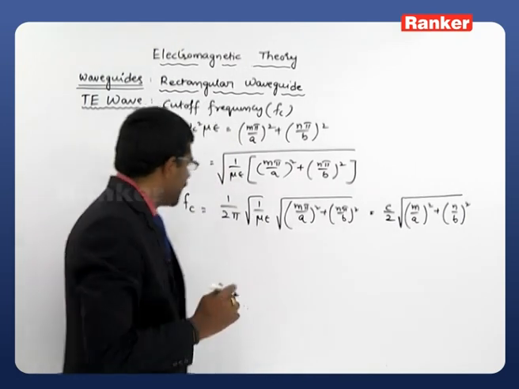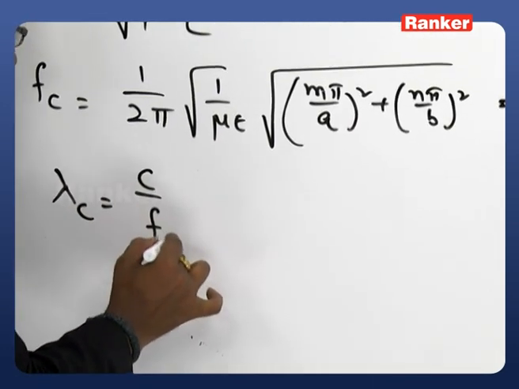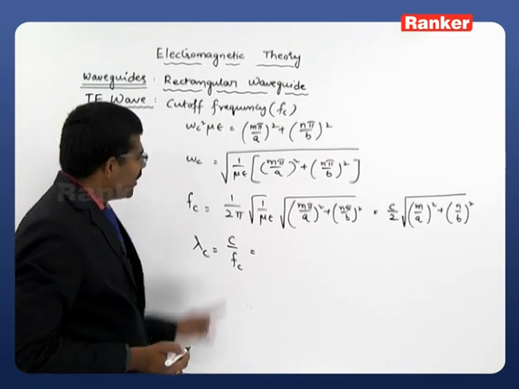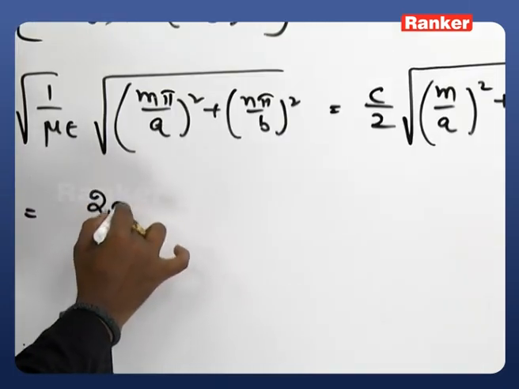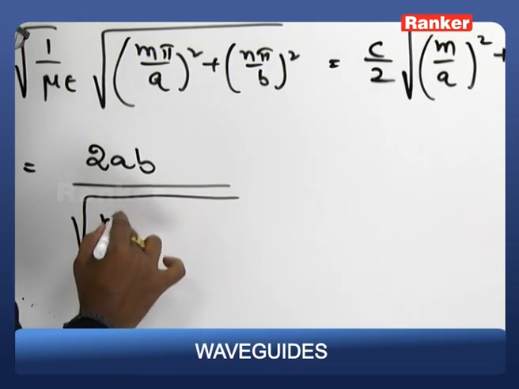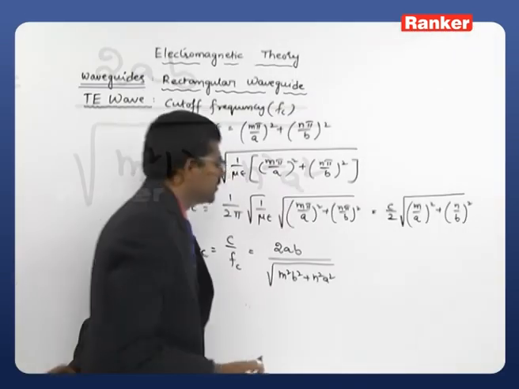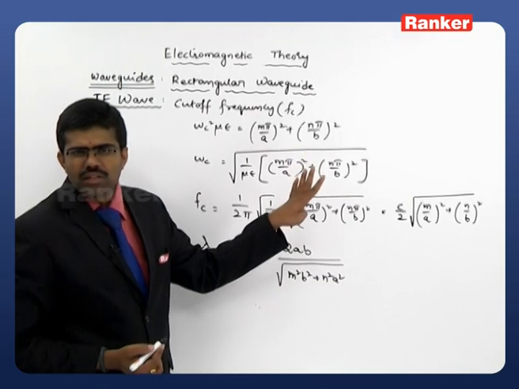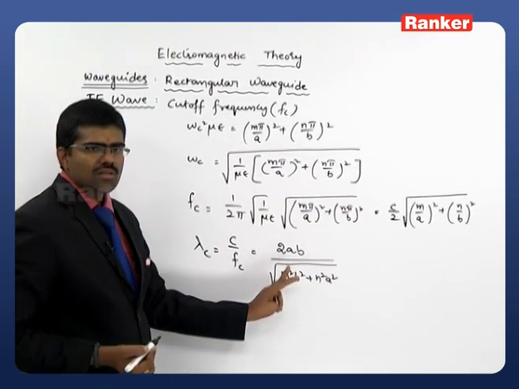So what is the cutoff wavelength? Cutoff wavelength lambda c equals c by fc. If you rearrange this equation, what you will get is 2ab divided by square root of m square b square plus n square a square. Just a rearrangement of the above equation, nothing more than that. So the cutoff frequency equation is that one, and the cutoff wavelength equation is this one.